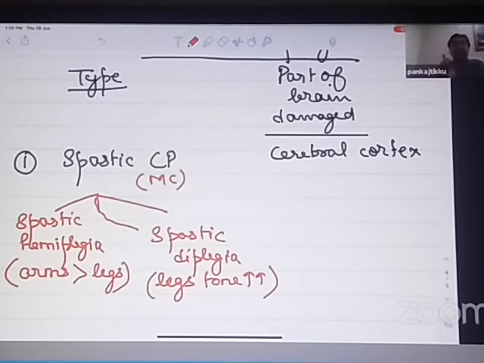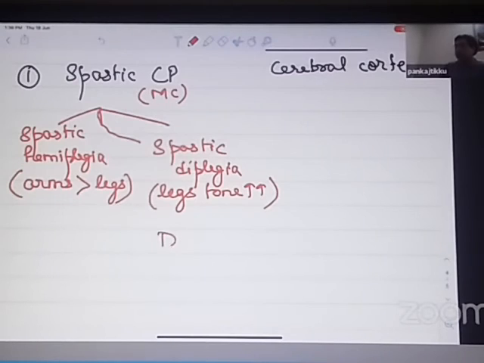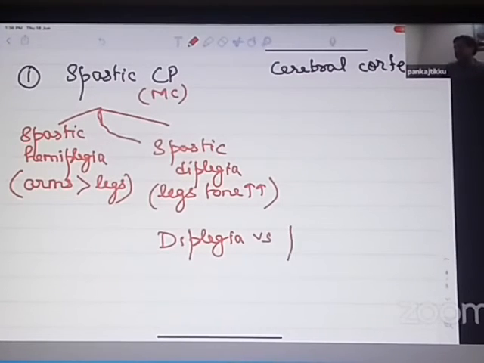Please don't confuse diplegia with paraplegia. Paraplegia is when the legs are affected but the arms are absolutely normal. Diplegia is when the arms are also affected and the legs are also affected, but the legs are affected to a much greater extent in comparison to the arms.